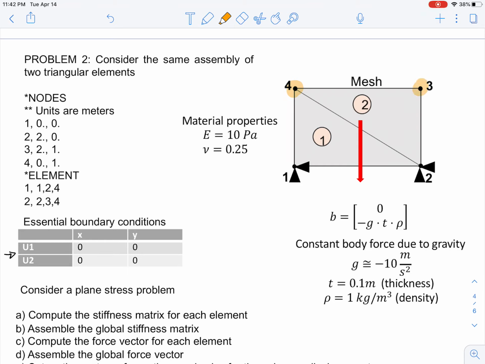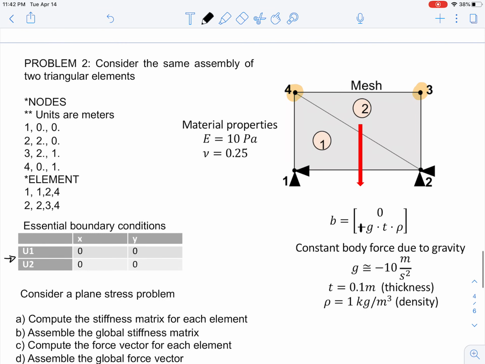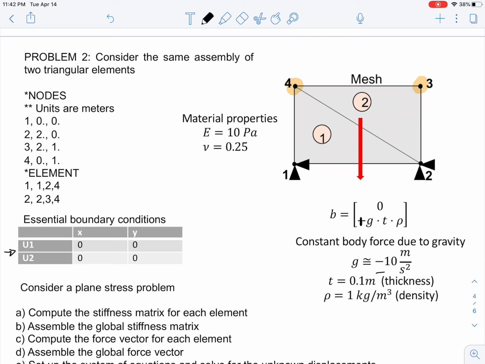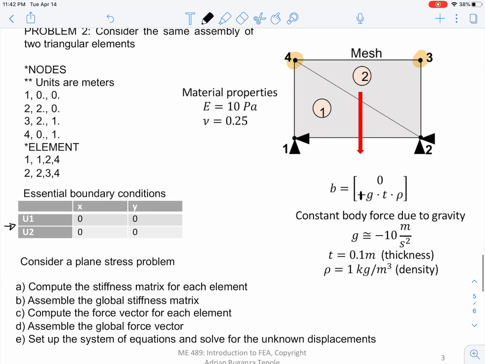But we don't know the displacement for global node numbers 3 and 4. And we are given some details about the material properties, Young's modulus and Poisson ratio, and we are also told that there's a constant body force due to gravity, and we can approximate it based on this. This should actually be plus gravity times thickness times density, because I'm having the negative right here.